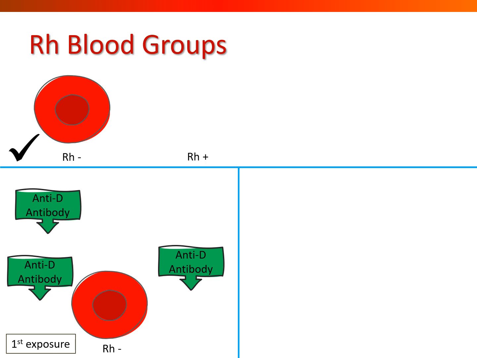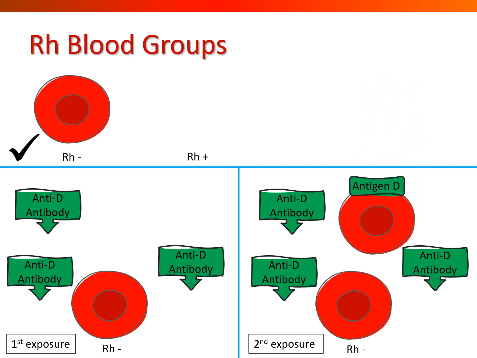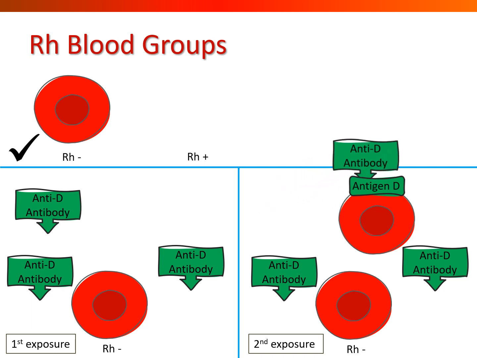First exposure might not be that problematic for the fetus if we're talking about an Rh negative mother and an Rh positive fetus. But the second baby that comes along is going to have a problem, and the reason why is because of this scenario right here. So now we have an Rh negative mother who has anti-D antibodies. And if there's any exposure between the mother and the fetus with the blood, and that does happen from time to time, then the anti-D antibodies that the mother is producing are going to attack the antigen D on the fetus's red blood cells and create a problem.